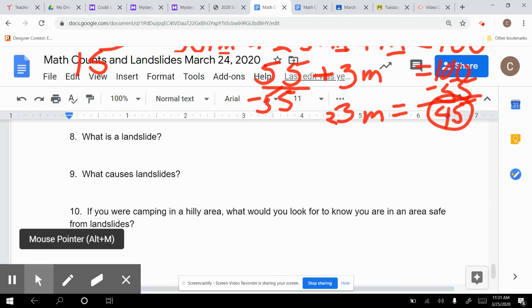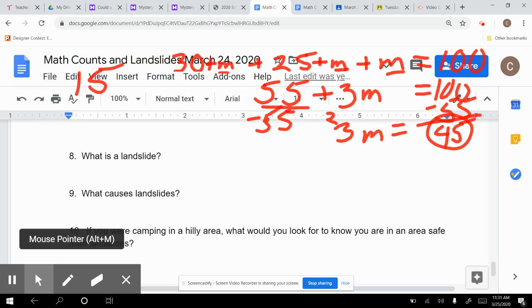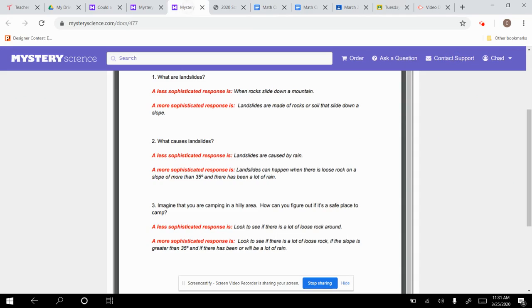We talked about this a few weeks back, and this is especially relevant to where we live because we do have a lot of hillsides that do slide and have caused damage. So it's particularly important for us to know about what causes landslides, what they are, and what to look for. So what is a landslide? Well, I have the key right here, so we can just go over it really quickly.